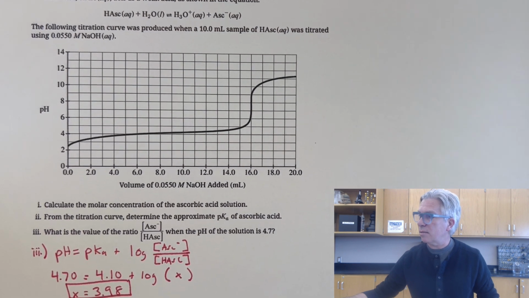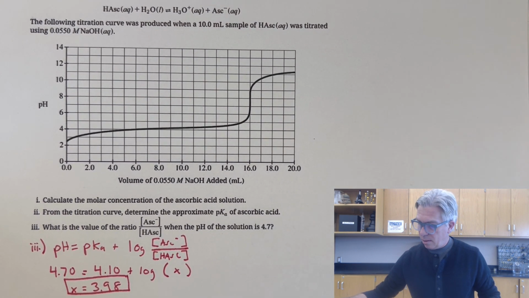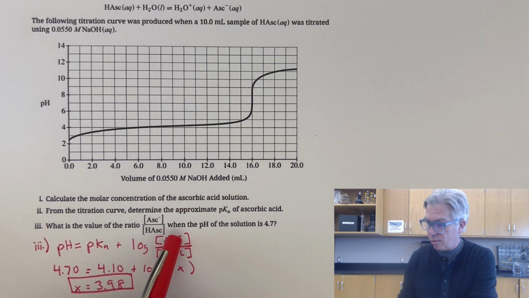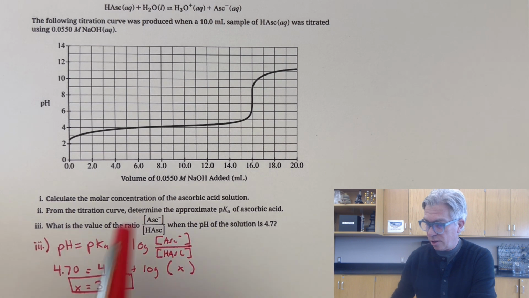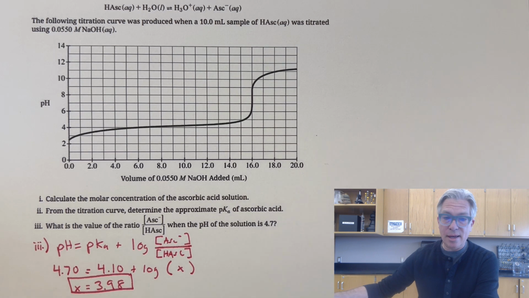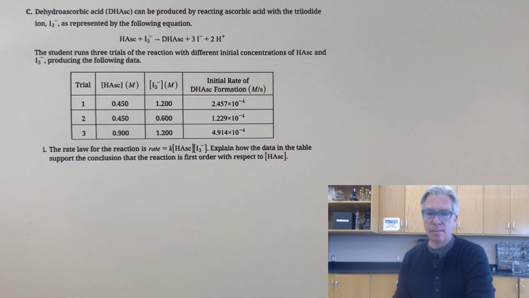And the way I actually calculate that is by going back to good old Henderson-Hasselbalch, where the pH equals the pKa plus the log of the ratio of the base over the acid. So the pH that we're targeting is 4.7, pKa is 4.1, and the log of x. I don't need one or the other, I just need the ratio of them. And when I solved this out, I ended up getting 3.98 as my ratio.